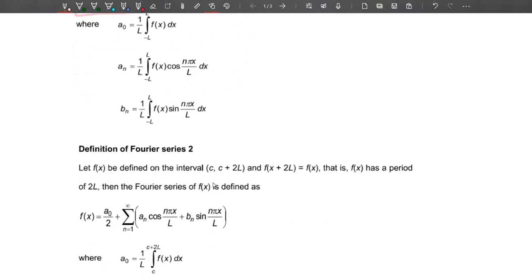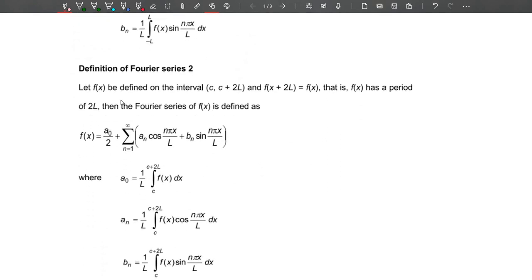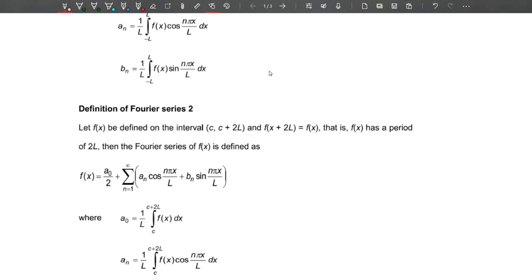Next, let's say f(x) is defined on the interval c to c plus 2L. That means it is not from negative L to L. For example, x between negative 1 to 1. For this one, it differs: it is from c to c plus 2L.